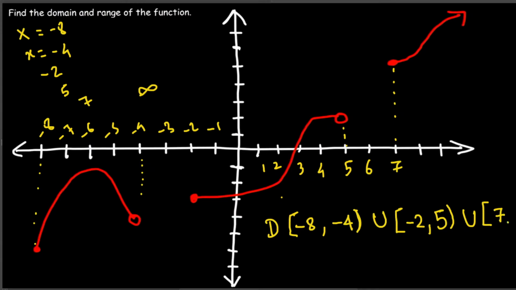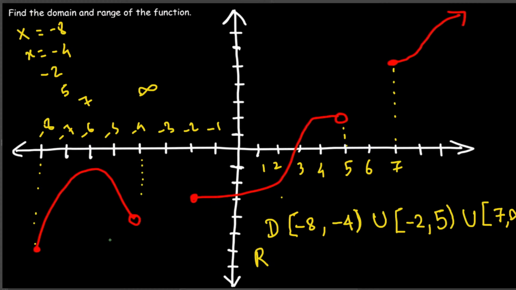And then it goes to infinity. So because we have an arrow like this, it goes to infinity, and infinity we always close with this parenthesis. Okay, so that's our domain. Now let's look at the range.